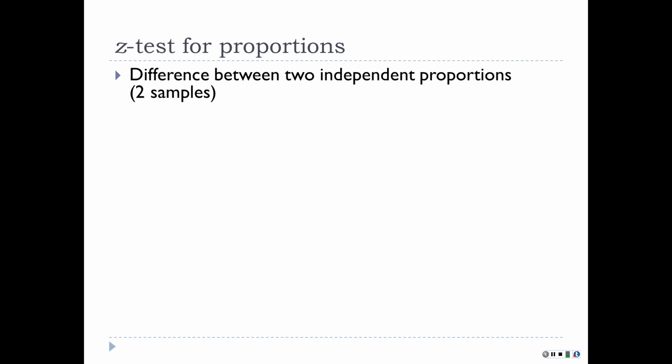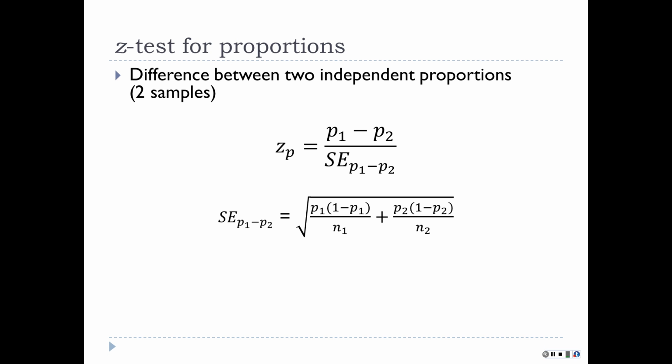So the difference between two independent proportions is really similar. It's just a slightly more complicated standard error formula, really. So you take the difference between the two proportions, like say what proportion of males in group 1, what proportion of males in group 2, and you divide it by the standard error of the difference between proportions. And of course there's a formula. The formula just requires you to know the proportion in group 1 and the n in group 1, and the proportion in group 2 and the n in group 2. These n's don't have to be the same, by the way. They can be different. Otherwise, it's the same.